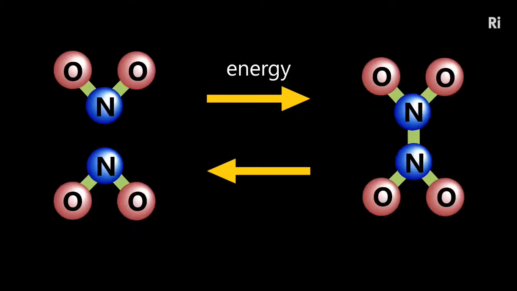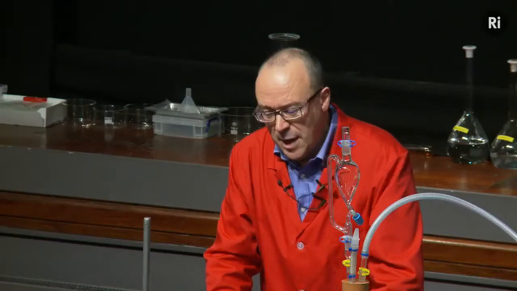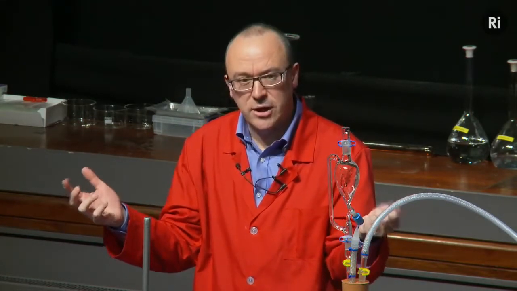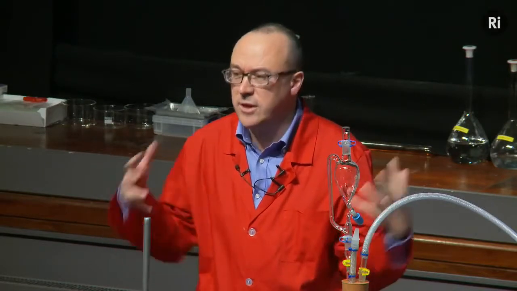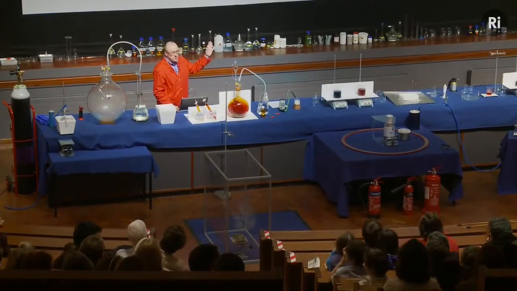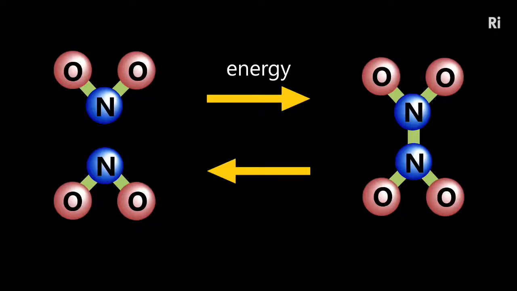But the dinitrogen tetraoxide can split up. The molecule can split in half to give two molecules of nitrogen dioxide. And because for every molecule of dinitrogen tetraoxide we get two molecules of nitrogen dioxide, we have twice as many molecules. They can be arranged in many more ways, and that means the entropy has increased. So the entropy tends to drive this reaction from the right to the left.